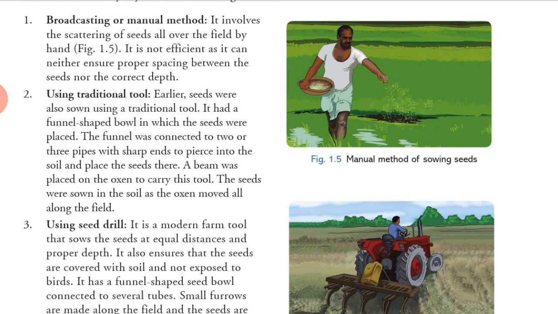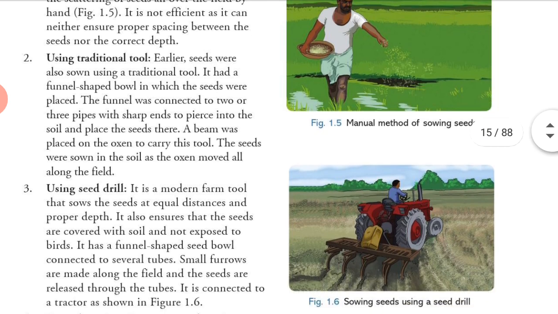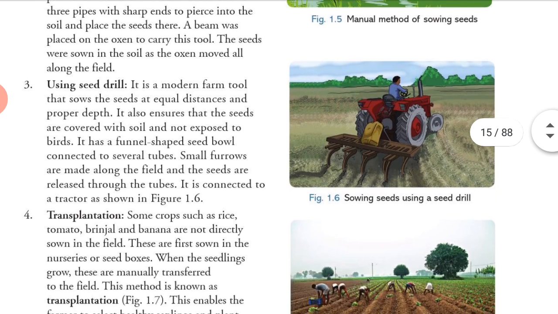Earlier, seeds were also sown using traditional tools. It has a funnel-shaped bowl in which seeds were placed. The funnel was connected to two or three pipes with sharp ends to pierce into the soil, and the seeds were placed there. A beam was placed on the ox to carry this tool. The seeds were sown in the soil as the ox moved along the field.